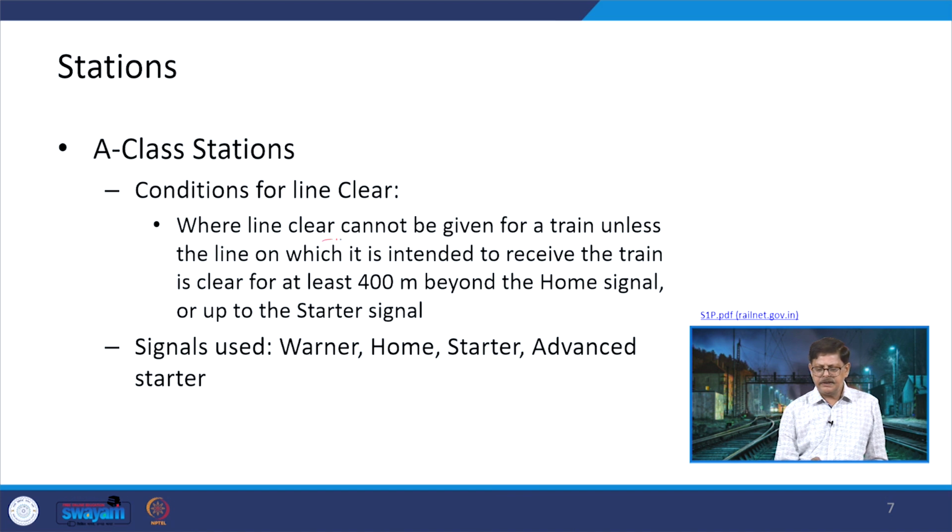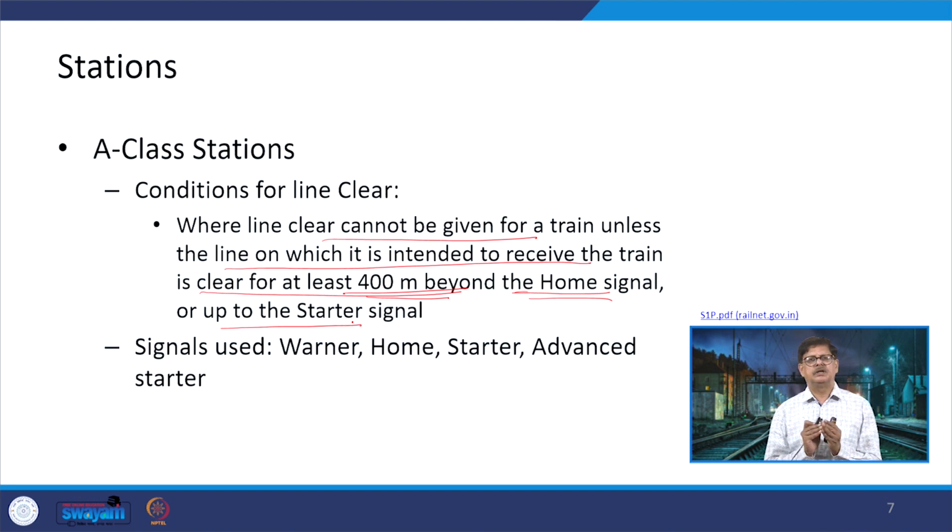Now, the line clear cannot be given for a train unless the line on which it is intended to receive the train is clear for at least 400 meters beyond the home signal or up to the starter signal. So, there is a distance which is also coming into consideration here. What it says is that it cannot be given for a train unless the line on which it is intended to receive the train is clear for at least 400 meters beyond the home signal.